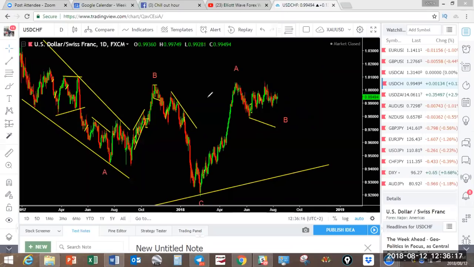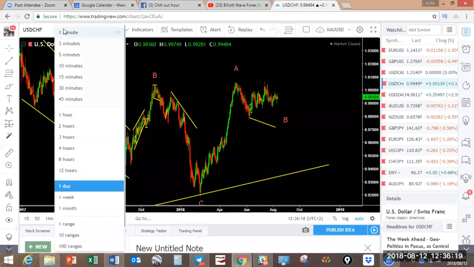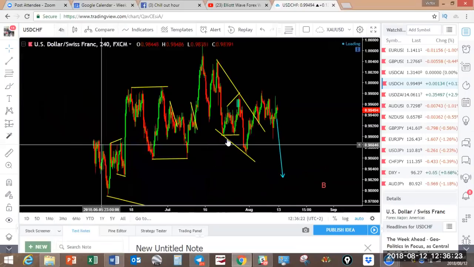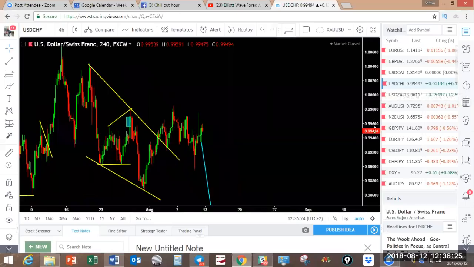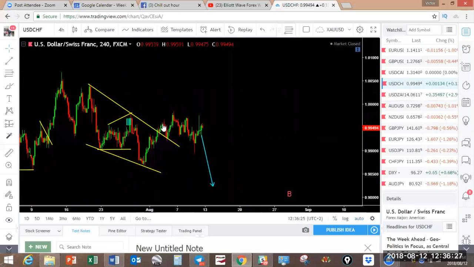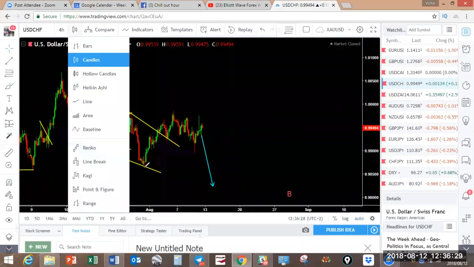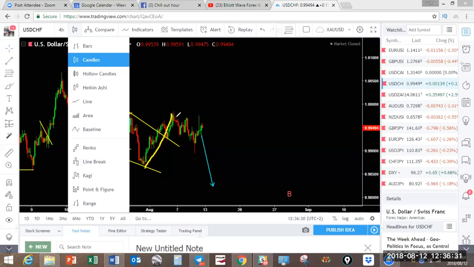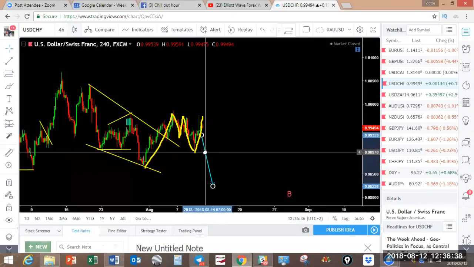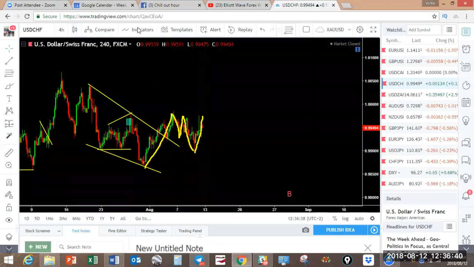So let's have a look at it on the lower time frame. Let's go for the hour. You're getting a corrective structure for more upside on this one here. So what you had here is this move up, and you get a three-wave correction to the downside, and you're getting another move to the upside here.